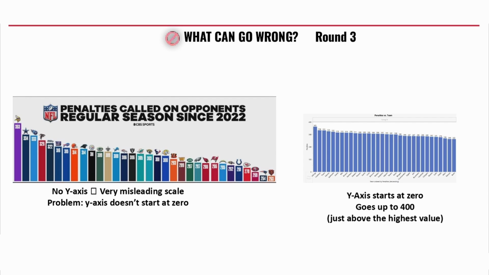One thing I want you to notice is that JMP has automatically scaled this graph to go up to 400. Likely, that is because 400 is the nearest value to the highest value that is nice and even. But you can actually manually change this.